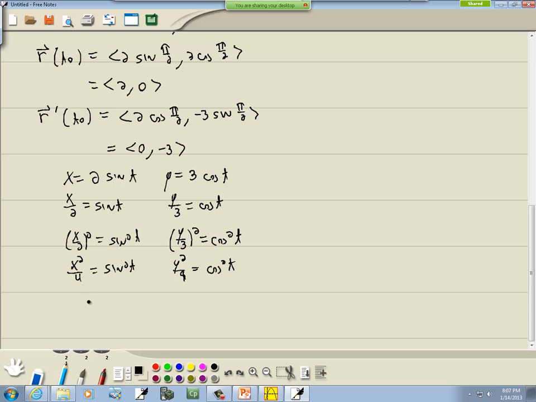Now I'm going to add the left sides together. So I'll add the x squared over 4 plus y squared over 9. So I got x squared over 4 plus y squared over 9. And I'll add together the right side. So I got sine squared plus cosine squared, which gives us x squared over 4 plus y squared over 9 is equal to 1. Well, this is an ellipse.